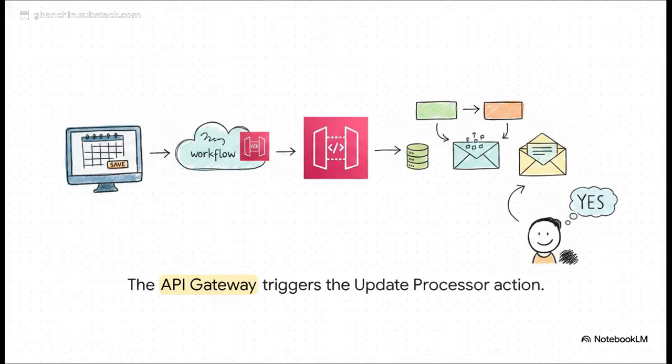The exact moment Greg hits save on his calendar, the workflow recognizes it as an update request for that specific UID. It triggers the system's update processor to complete the data transformation, update the database, and fire off an updated invite package straight into Mandy's inbox. It's a beautiful way to nudge her maybe into a yes.